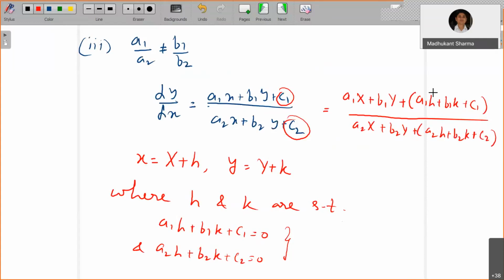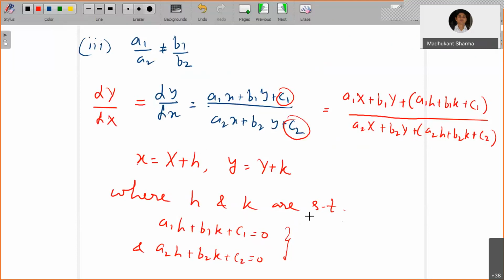So you can choose in this way such that both of these constant terms should be 0. Then the remaining is a homogeneous function of degree 0. And what about the left side, dy by dx? dx is d capital X, because dh is 0. dy is d capital Y, because dk is 0, because they are both constants. So dy by dx can be replaced by capital dY by dX.